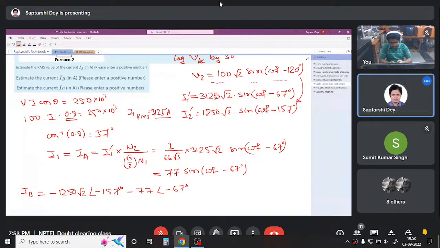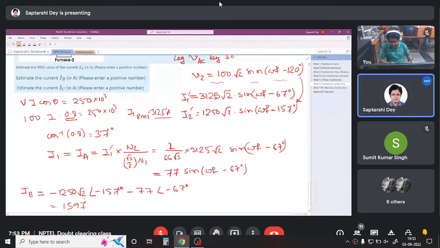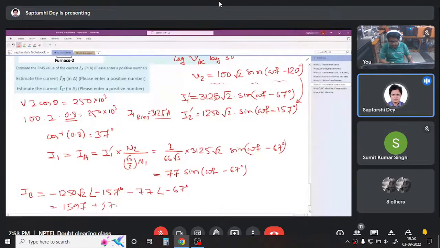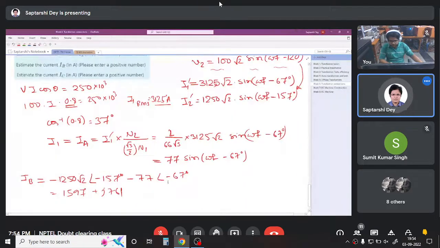What is wrong? Okay, just a minute. Okay, it's calculating. It's coming out to be 1597 plus j 761. Did I do any mistake here? Yes, I did a mistake here.